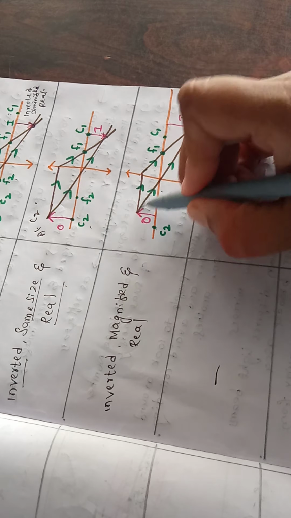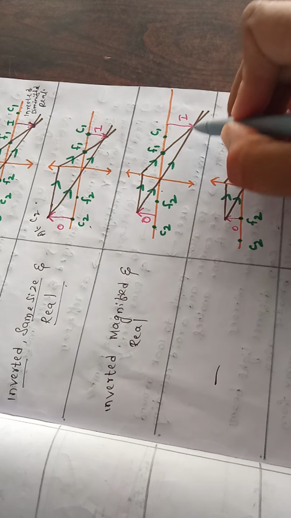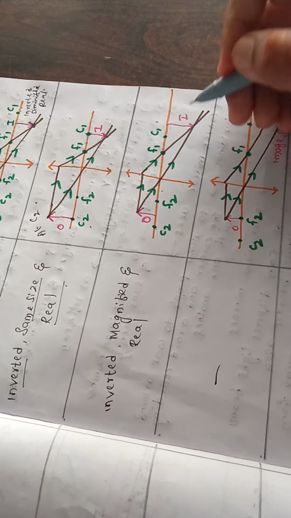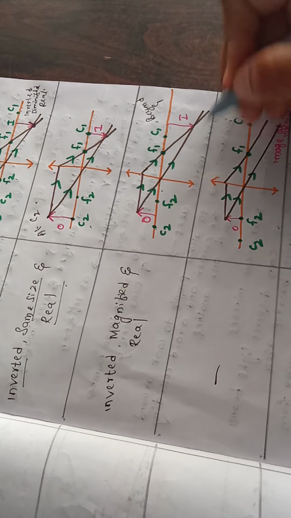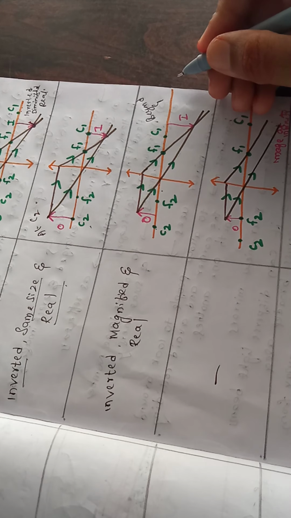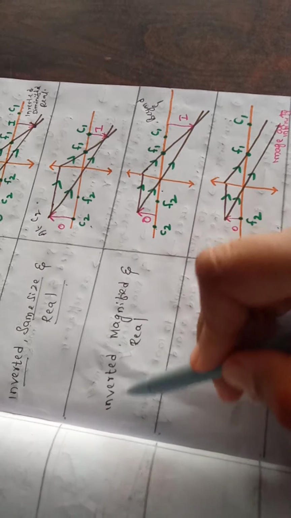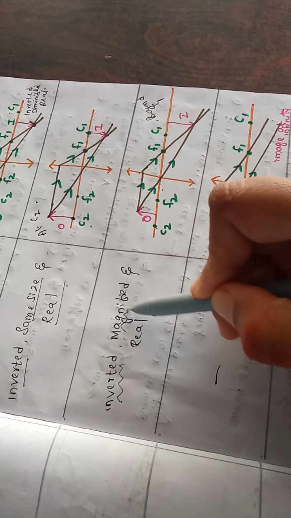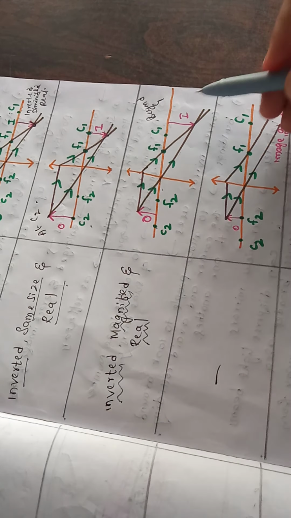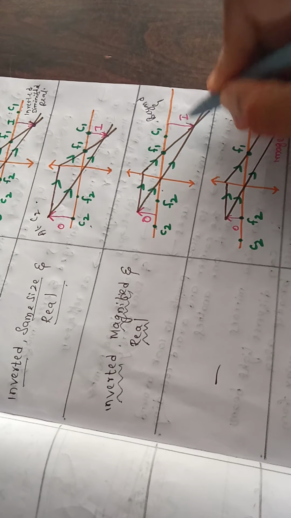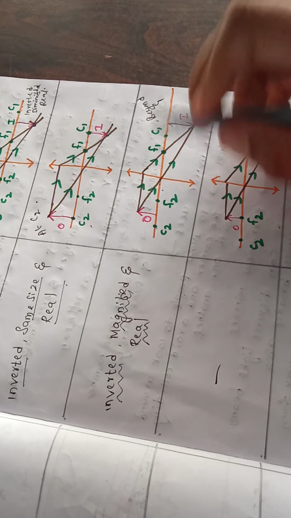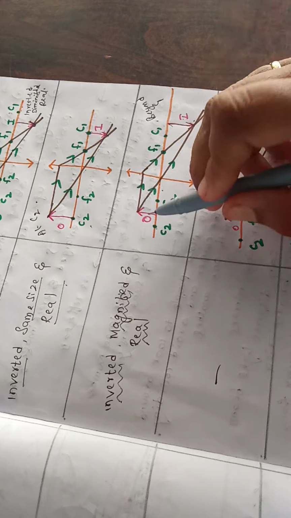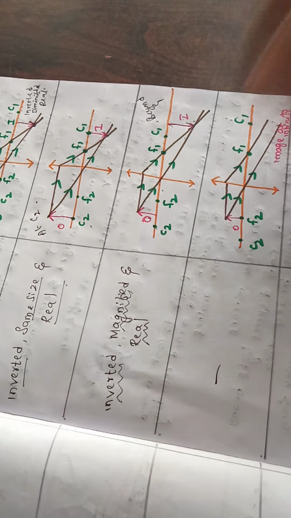Alright. Now incident rays, these are the refracted rays, and where is the image formed? Beyond C1. Image is formed beyond C1. Okay, and the image is inverted, magnified and real. Inverted, magnified means larger in size compared to the object, and real.